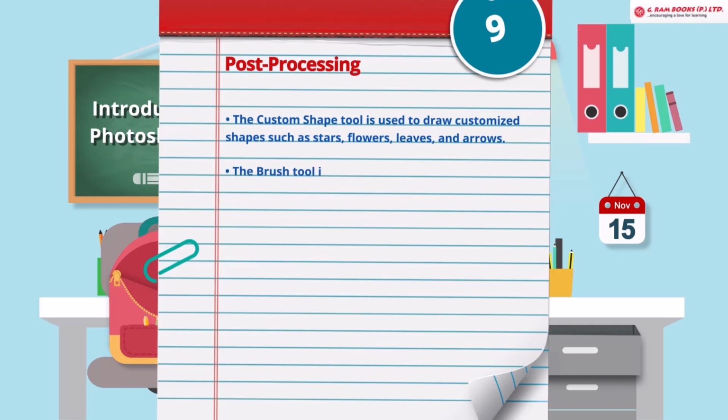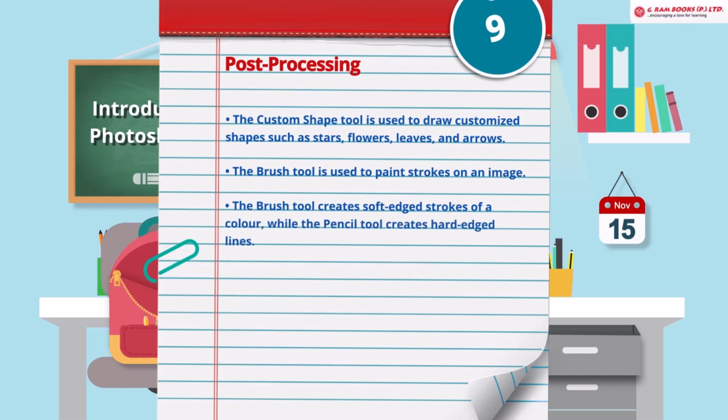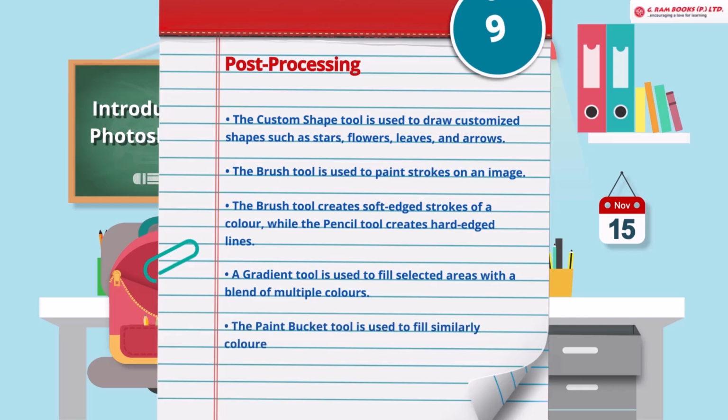The Brush tool is used to paint strokes on an image. The Brush tool creates soft-edged strokes of a color, while the Pencil tool creates hard-edged lines. A Gradient tool is used to fill selected areas with a blend of multiple colors. The Paint Bucket tool is used to fill similarly colored adjacent areas with the foreground color.